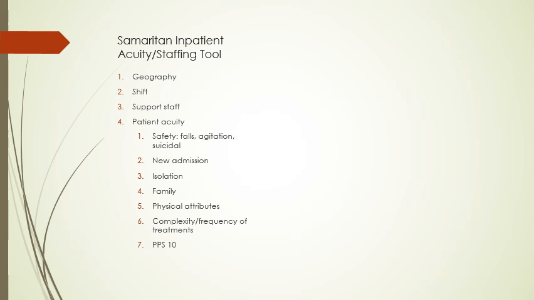And then we look at patient acuity. We look at the falls, agitation, suicidal. We look at, do we have new admissions coming in? Do we have patients on isolation? What's going on with the family? Is there some high emotional acuity going on? What are the physical attributes of that patient? Do they require 2 people to turn them, 3 people to turn them?